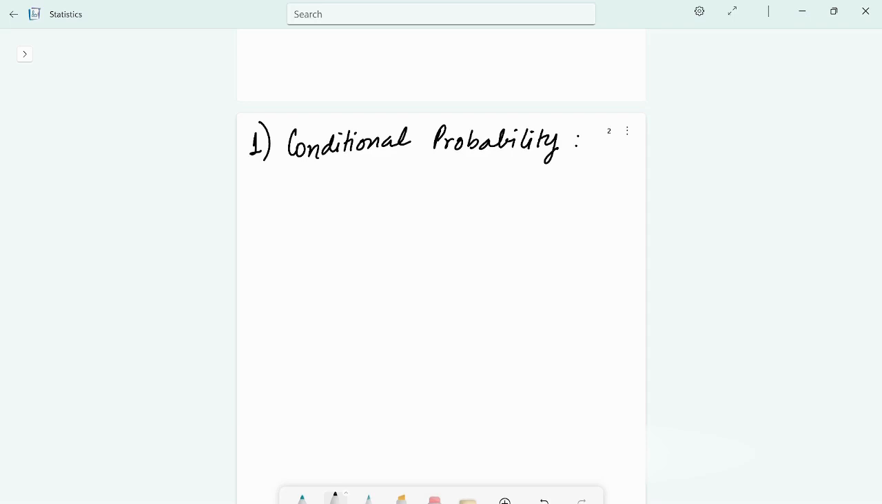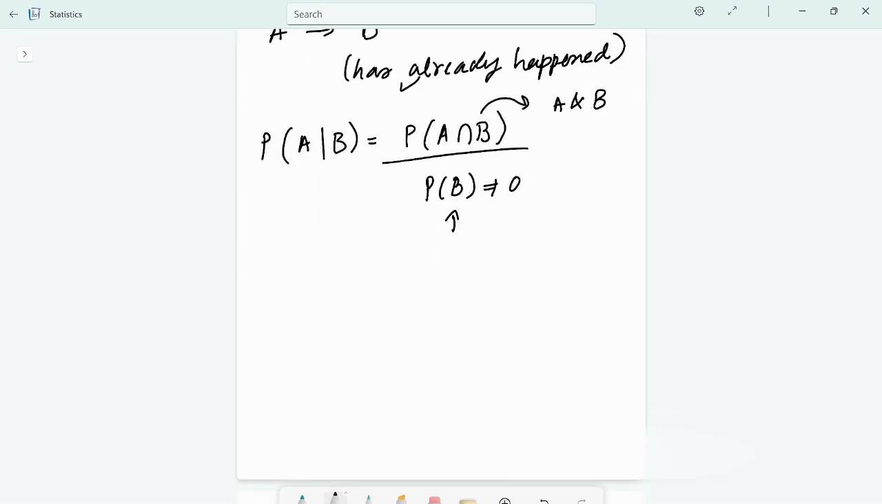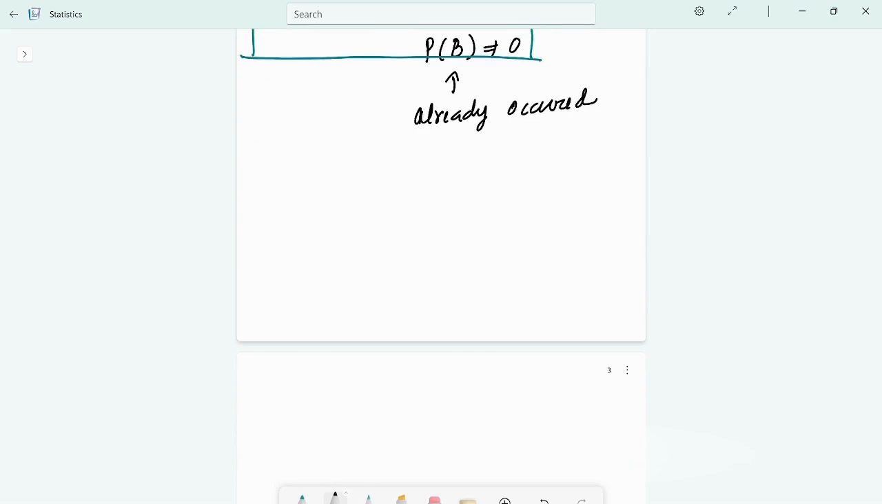Conditional probability means the chance of event A happening given that event B has already happened. The formula for it is P of A given B equals P of A intersection B divided by P of B. Here A intersection B means both A and B have happened, and P of B should never be 0 because B has already occurred. So yes, this is our first formula. We will understand this formula better with an example.